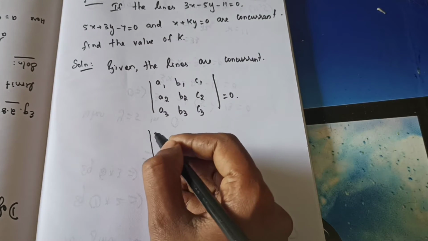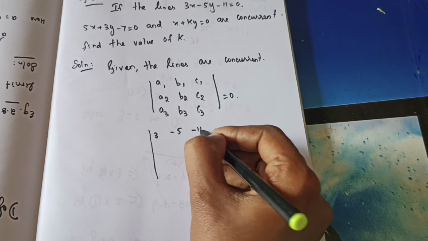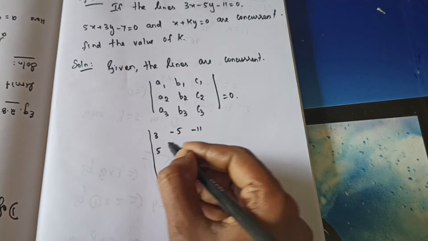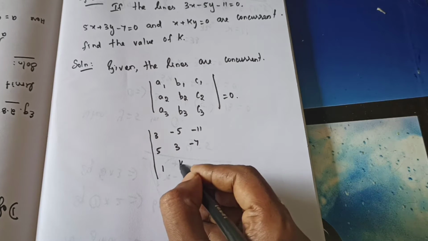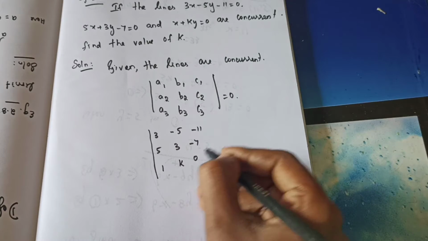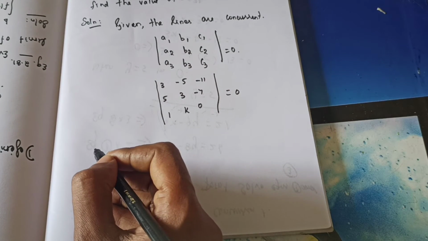Now you can apply all the values. A1 is 3, then minus 5, minus 11. From the next equation, 5, 3, minus 7. Next equation, 1, k, and there is no constant term so it will be 0. Now expand it.